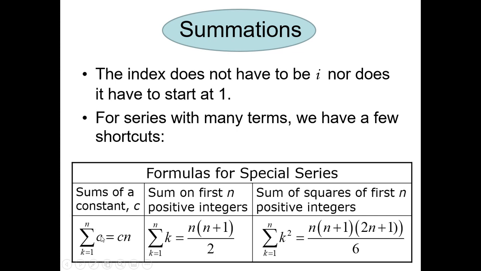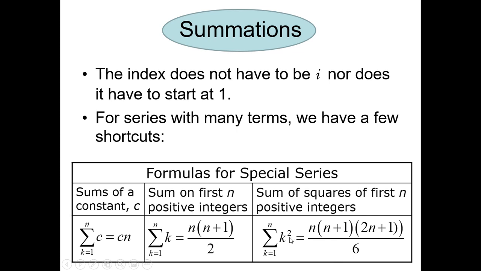If I am just adding up some constant c, 1 to n times, well, that's just that constant times n. If I'm adding up from i equal to 1 to n of just k, so it's going to be 1 plus 2 plus 3, we could represent this, and then we could prove this if we wanted to, but you can just take my word for it here. That's going to be the upper limit n times n plus 1 divided by 2. So if I was going to sum up the first 10 numbers, it would be 10 times 11. So that'd be 110 divided by 2, which would be 55.